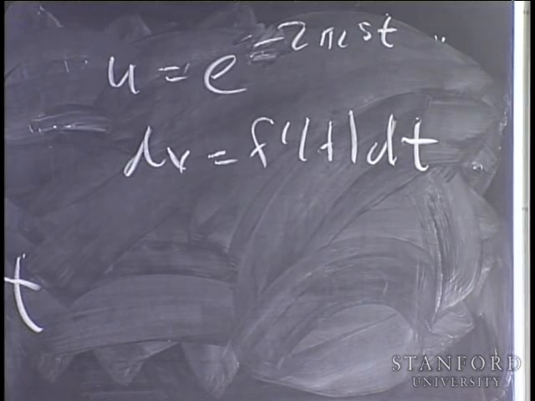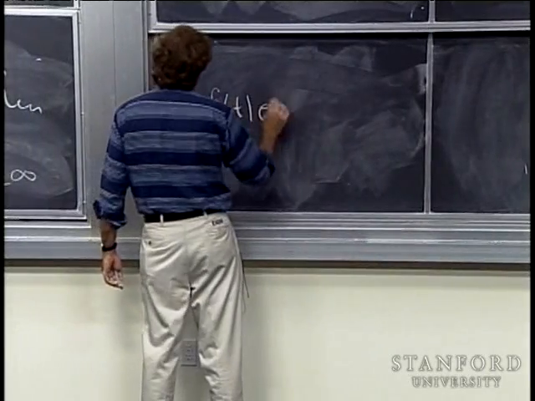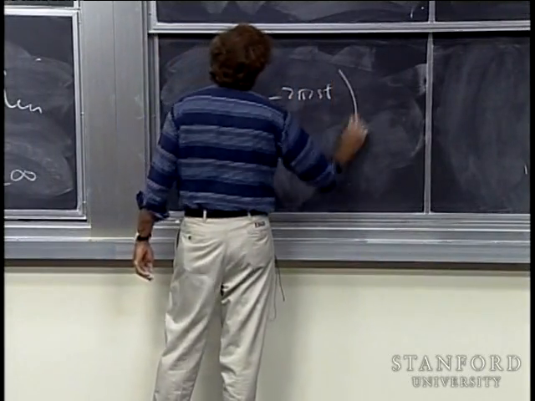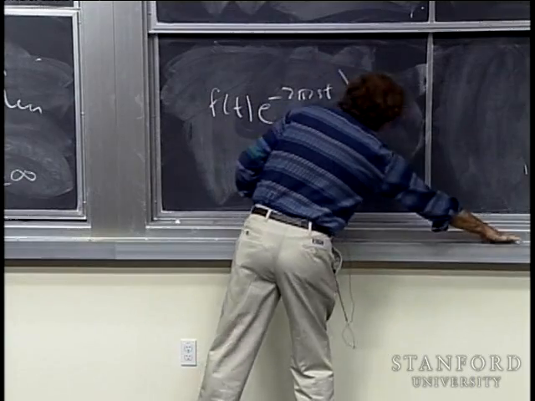If I integrate this by parts, then I get f of t times e to the minus 2 pi i s t evaluated between minus infinity and infinity.